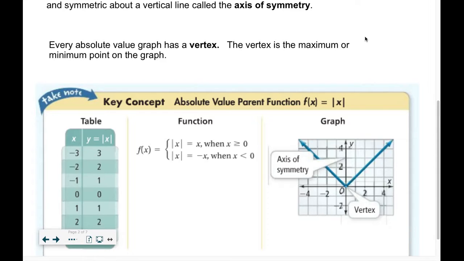Our vertex is our min or max. The axis of symmetry is where you could fold it and it would mirror each other. So it's always the line that goes through our vertex. Questions?